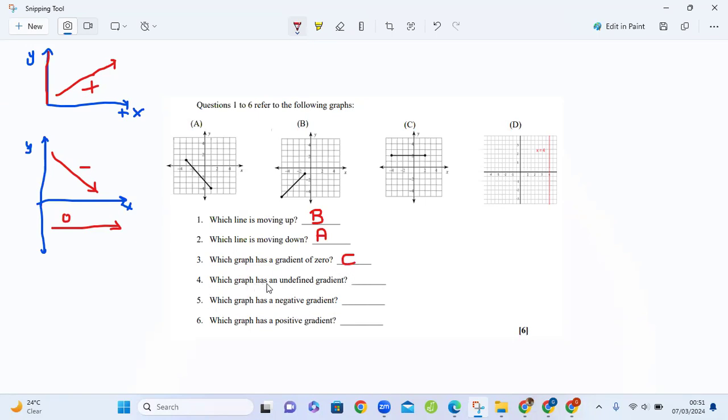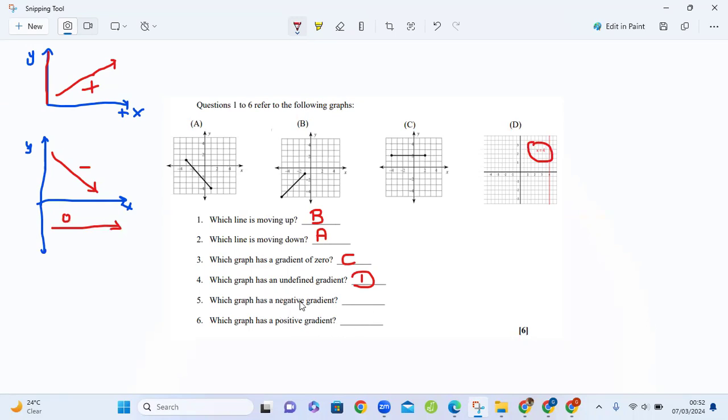You say which graph has an undefined gradient? D has an undefined gradient because, as you can see, x is not increasing. Okay, x remains at 4 as it says there. So x is being 4 alone and y is increasing and decreasing also, as you can see, just a vertical line, but x is not moving. So the gradient there is undefined, for D.